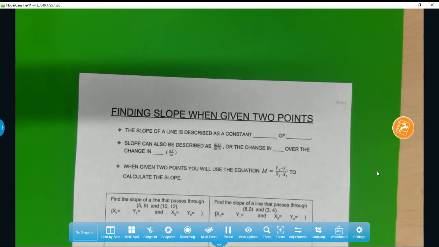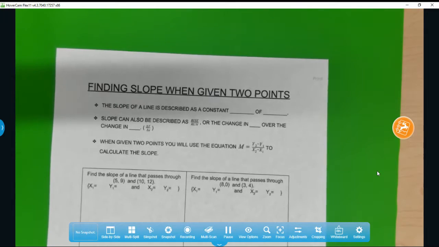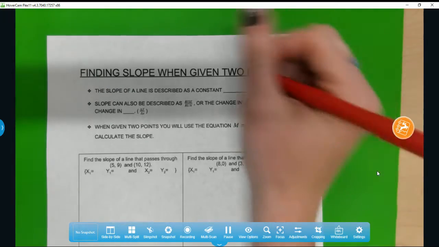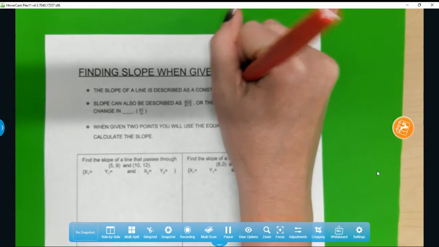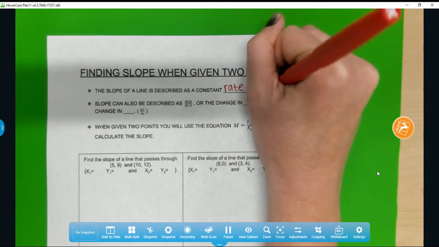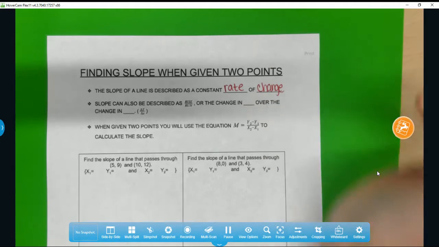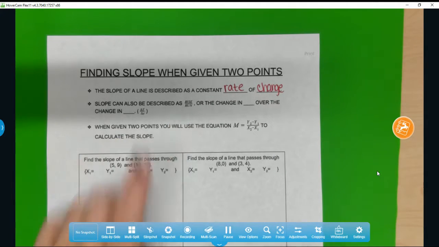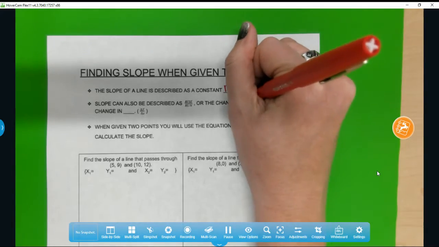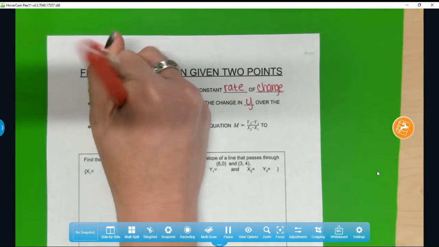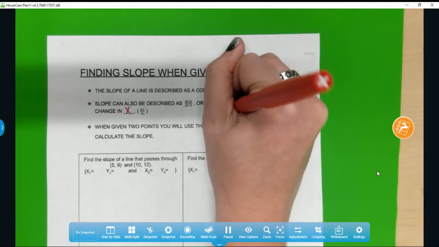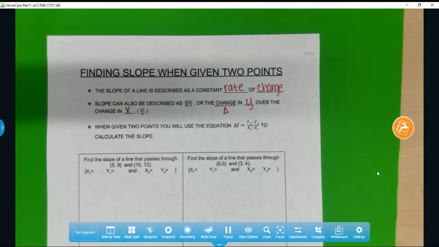It's fairly simple because we're going to use a formula. But just to introduce slope, the slope of a line is described as a constant rate of change. Okay, slope can also be described as rise over run, or the change in y over the change in x. So to show the word change, we use the little triangle.